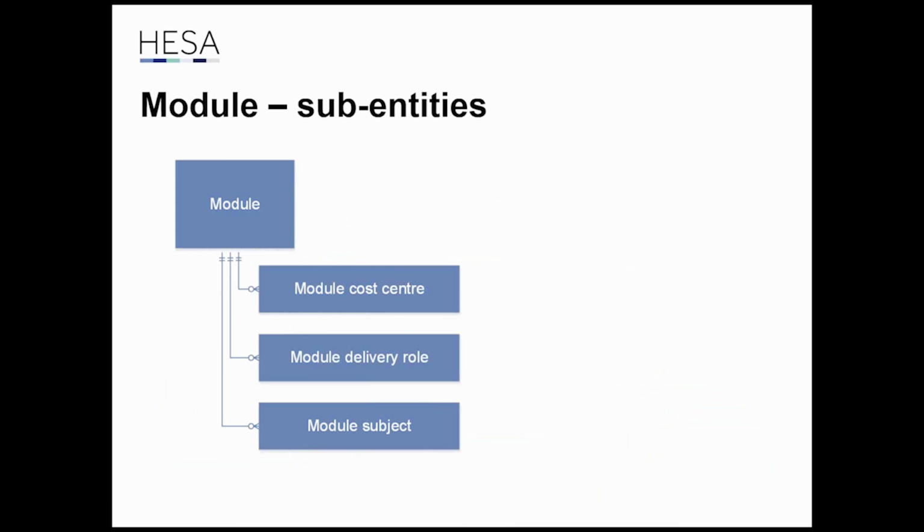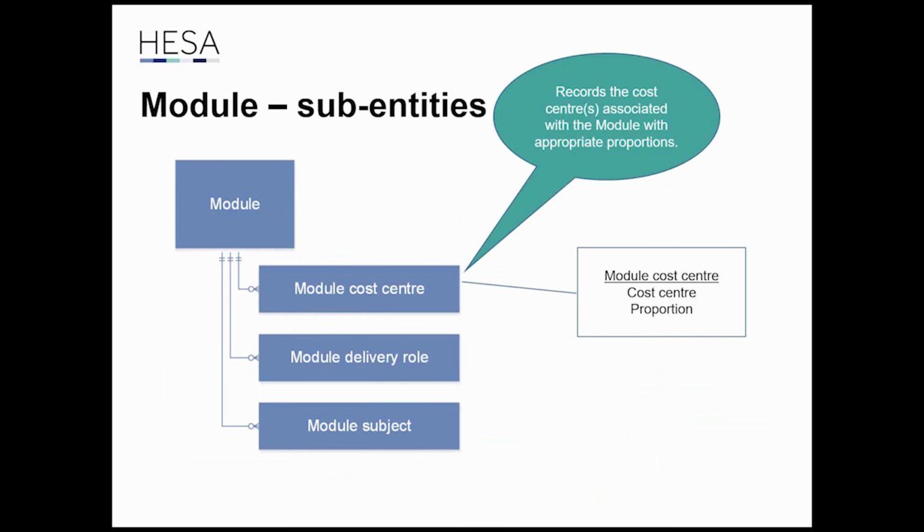Finally, then, I'll run through the sub-entities of the module. We've got a module cost center that's recording the cost centers associated with the modules with the relevant proportions. So again, if you've got more than one relevant cost center, we know the breakdown between different cost centers.